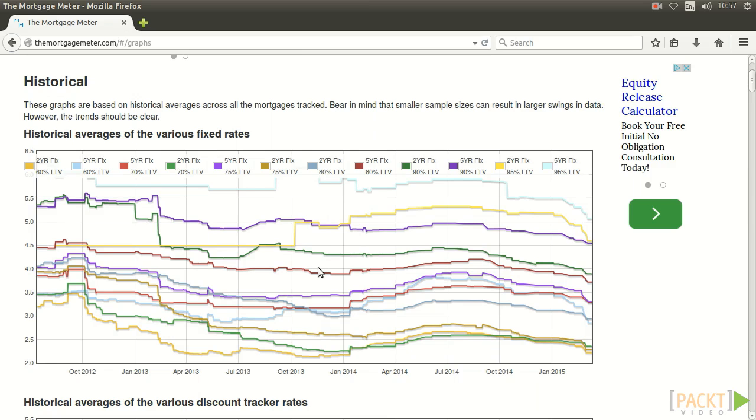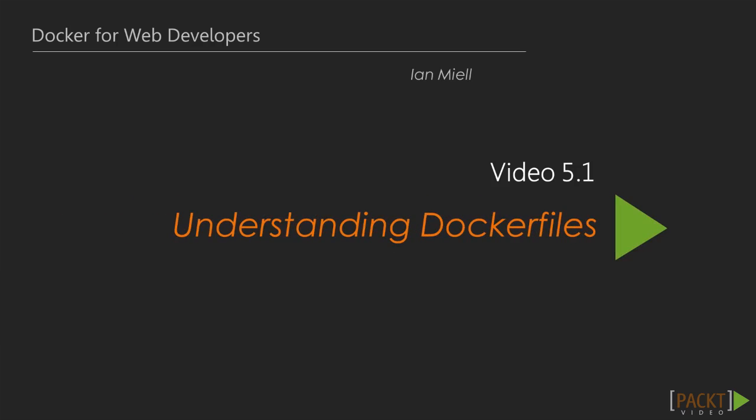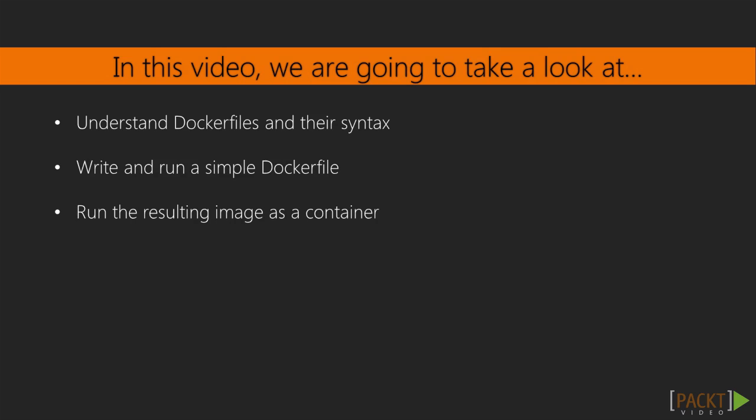Before we get there though, we need to understand Dockerfiles. Understanding Dockerfiles. In this video, we're going to understand Dockerfiles and their syntax, download and run a simple Dockerfile, and run up the resulting image as a container. When we're done, we'll be able to build our own images from the ground up using Dockerfile commands.